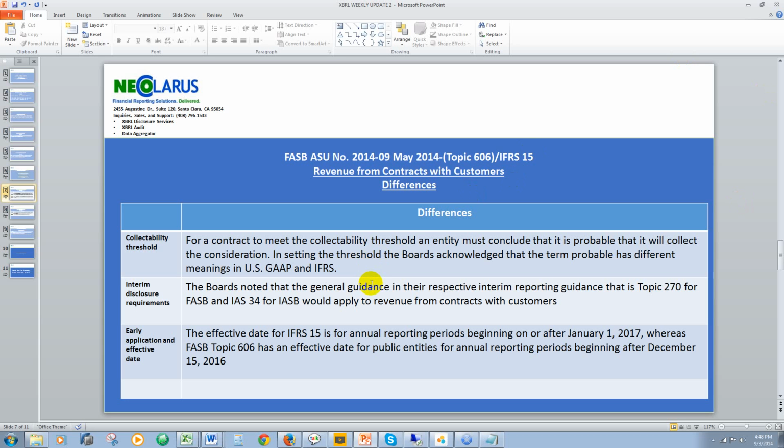And regarding the early application and effective date, the effective date for IFRS 15 is for annual reporting periods beginning on or after January 1st, 2017. However, the standard for FASB, known as Topic 606, is effective for public entities for annual reporting periods beginning after December 15, 2016.